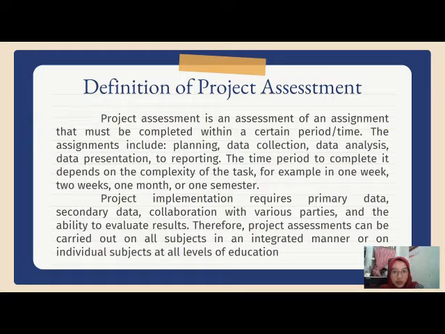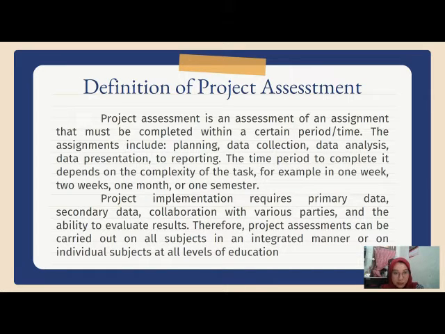Project implementation requires primary data, secondary data, collaboration with various parties, and the ability to evaluate results. Therefore, project assessment can be carried out on all subjects in an integrated manner or on individual subjects at all levels of education. Project assessment can provide information about the ability of students to understand, apply, and convey information about certain material in one or more related subjects in accordance with the competencies to be achieved in the given assignment.